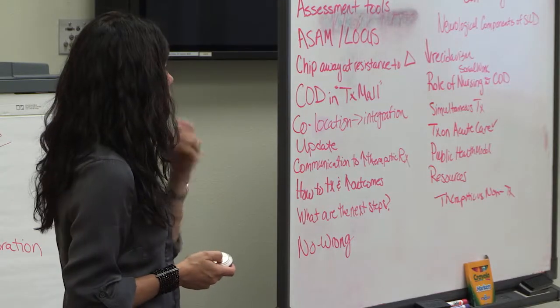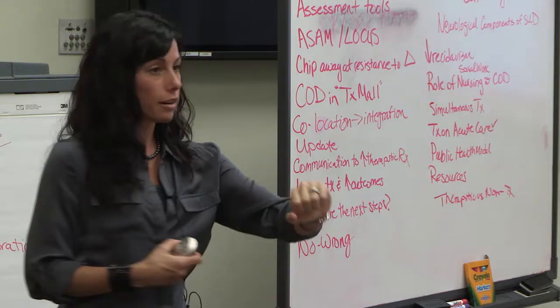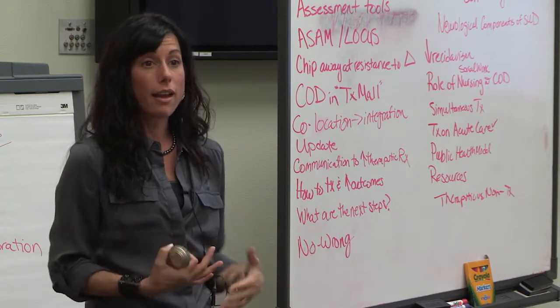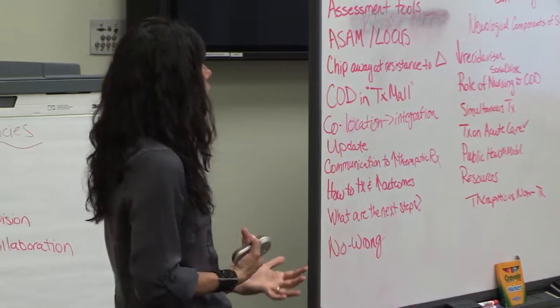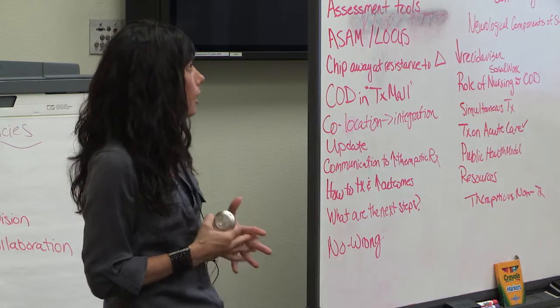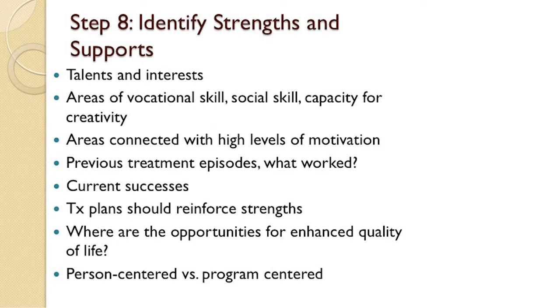So identify strengths and supports. Strength-based, right? Person-centered, strength-based. Really want to know, what does this person do? What do they do well? And how can we build on those strengths? So what are their talents and interests, areas of vocational skill, social skill, capacity for creativity, areas connected with high levels of motivation. So what really motivates this person?